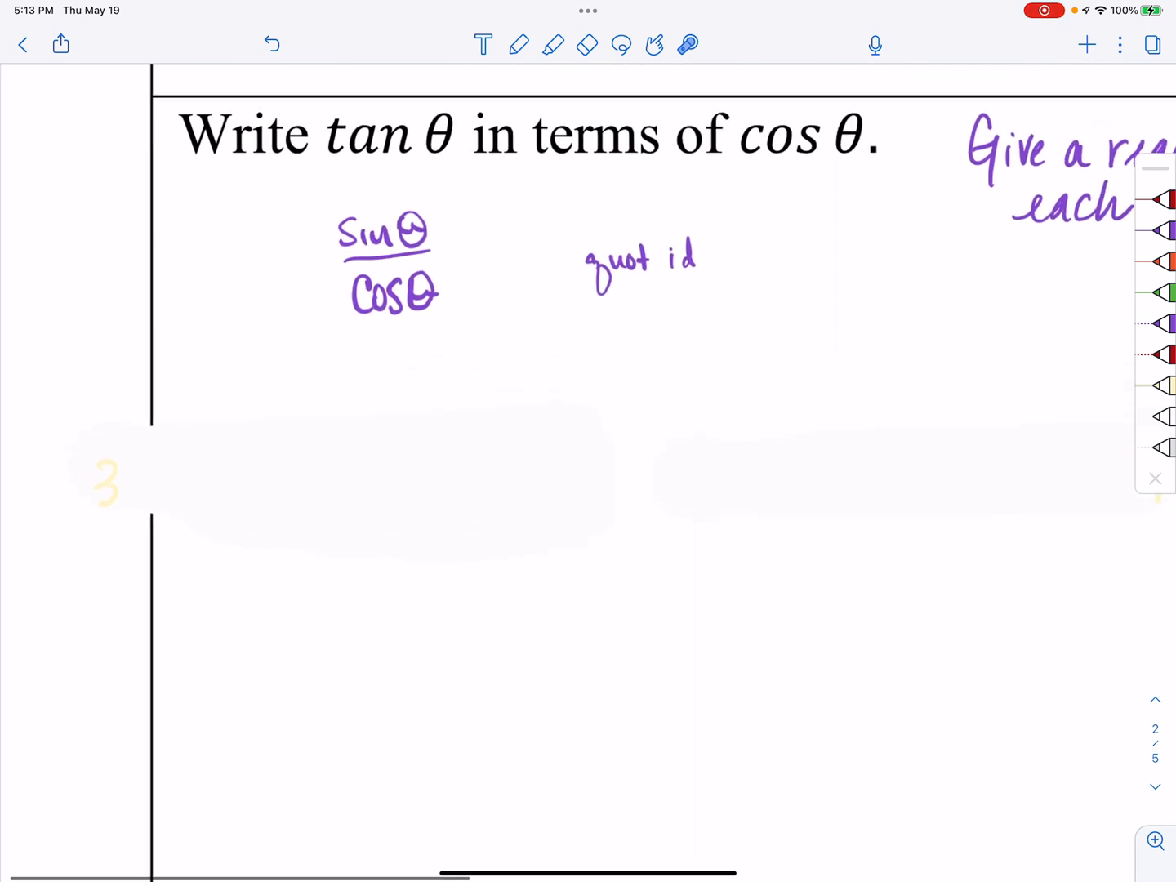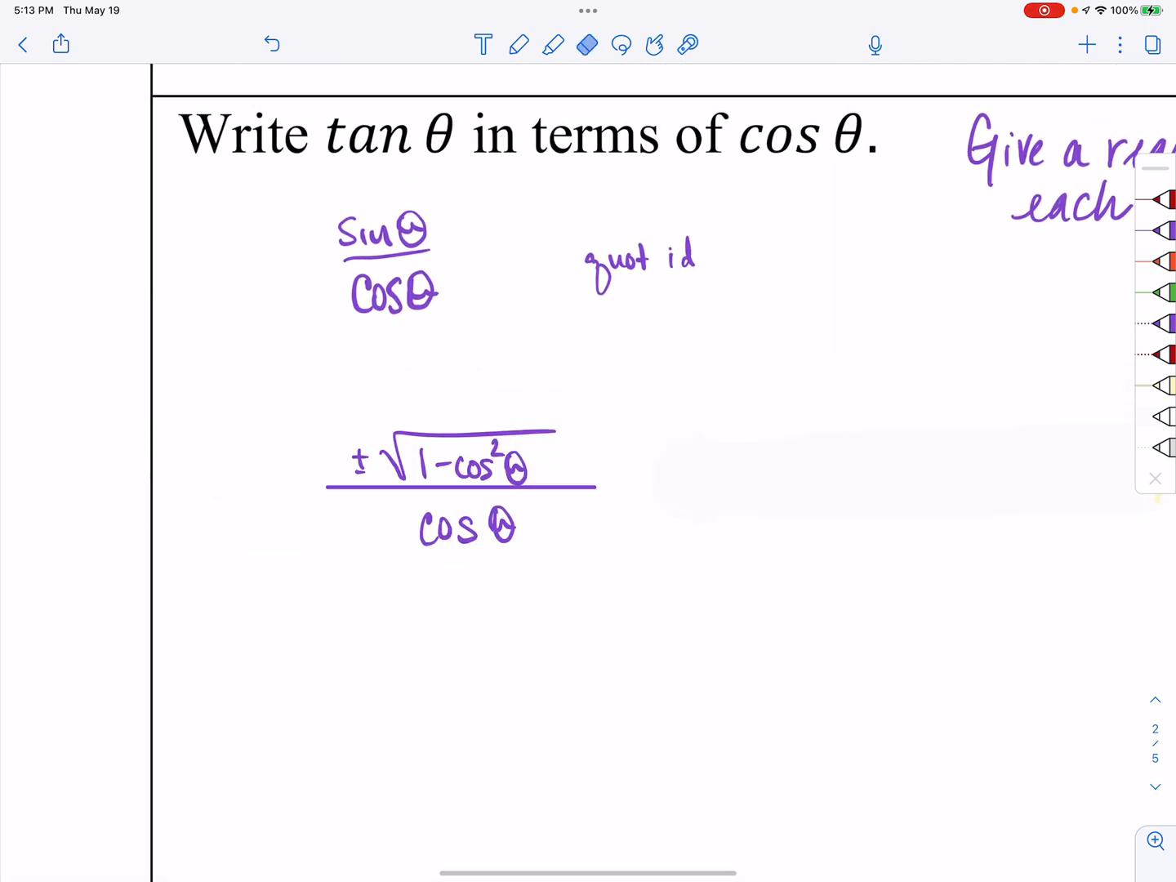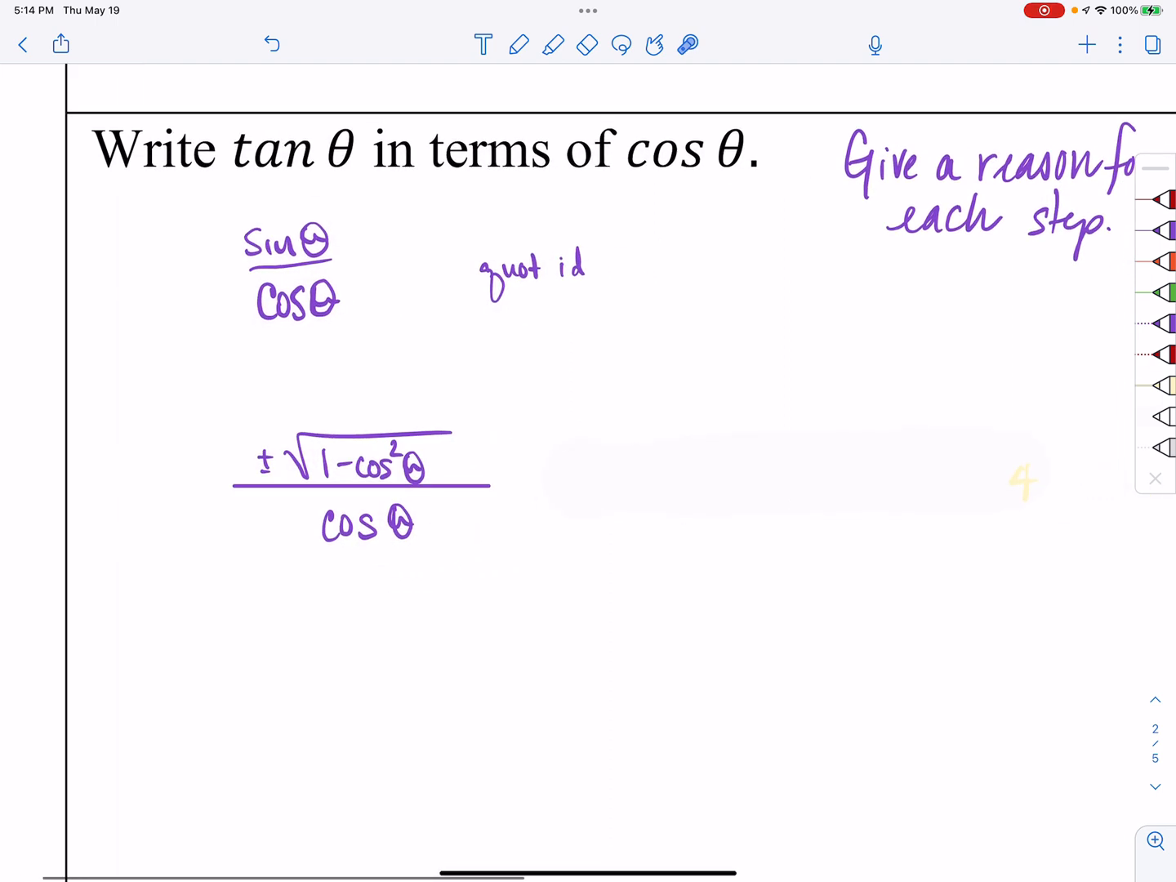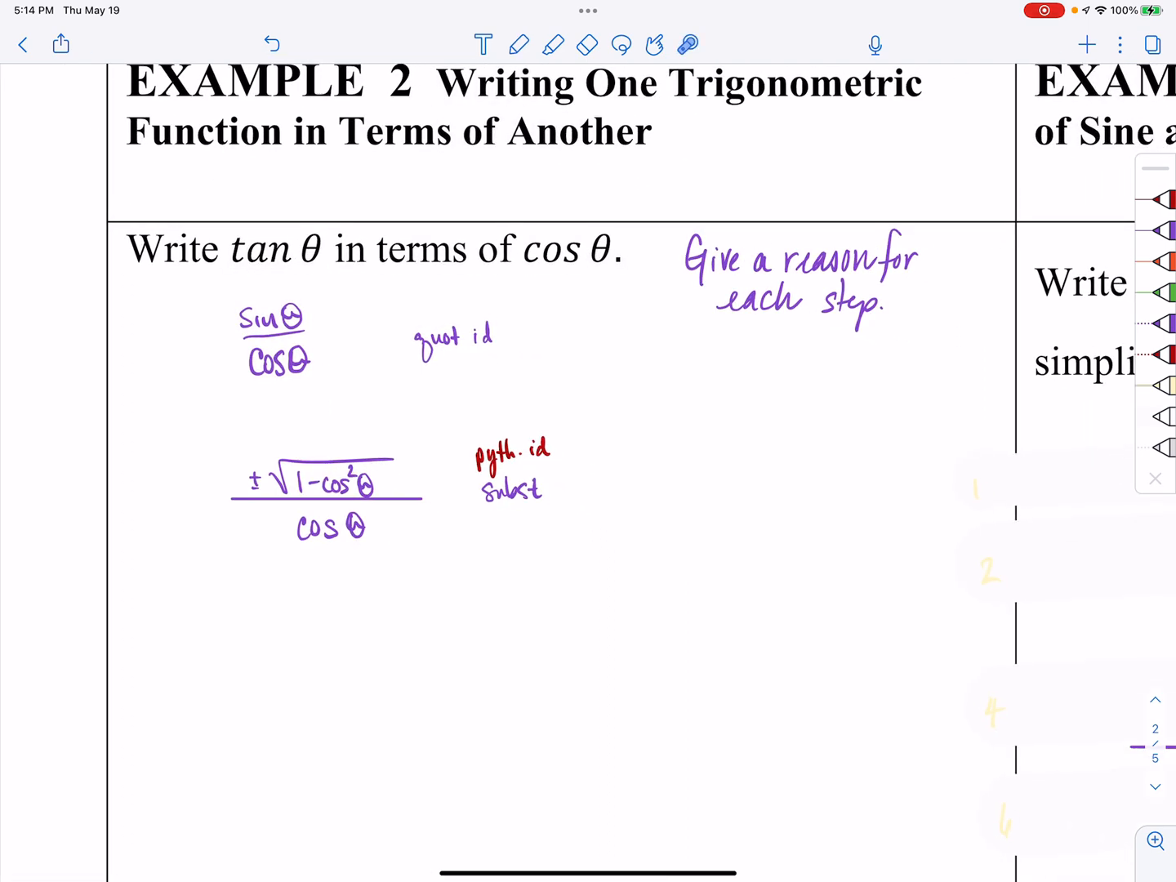Notice that sine of theta is equal to plus or minus the square root of 1 minus cosine squared. Again, that's from that reflection question that we did in the first video. Cosine, I'm just copying. I didn't do anything with the denominator down here. Why was I allowed to do this? Well, this was one of my Pythagorean identities. So I could have put here either Pythagorean identity, and I'll add that here, Pythagorean identity, which was, then I used substitution.